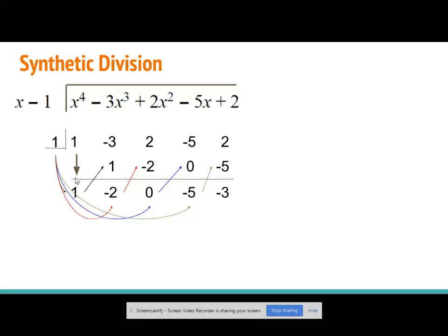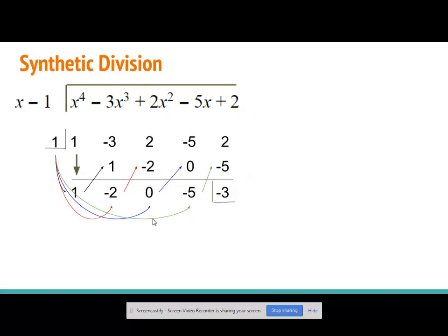Once I finish all that process, whatever's left over is my remainder. So I'm going to put a little box here to remind myself that this is the remainder. I've got a remainder of -3. So when you do all the division, you're going to get some polynomial, and there was a remainder. In this case, we had a remainder of -3.